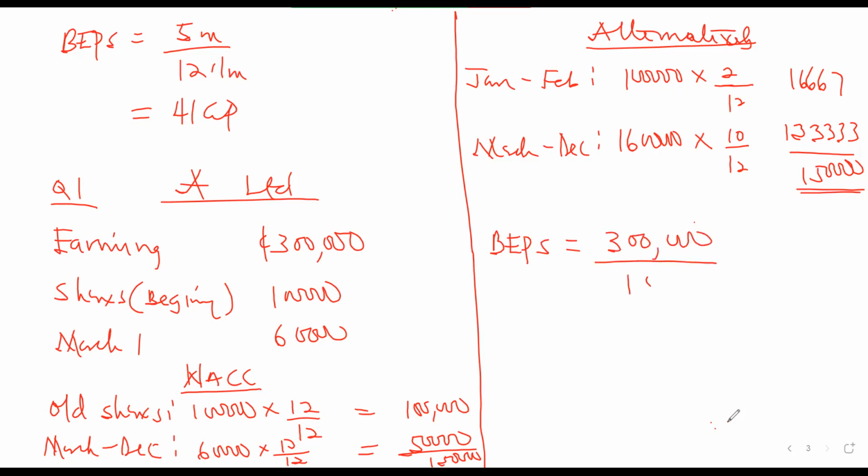So our basic earnings per share will be equal to the earnings, that is 300,000, divided by 150,000. What are we getting? We are getting 2 cedi per share. So if it is already in 2 cedi, we don't do anything. But if it should be 0 point something, that is why we change it to pesos. So the 2 cedi is still okay.